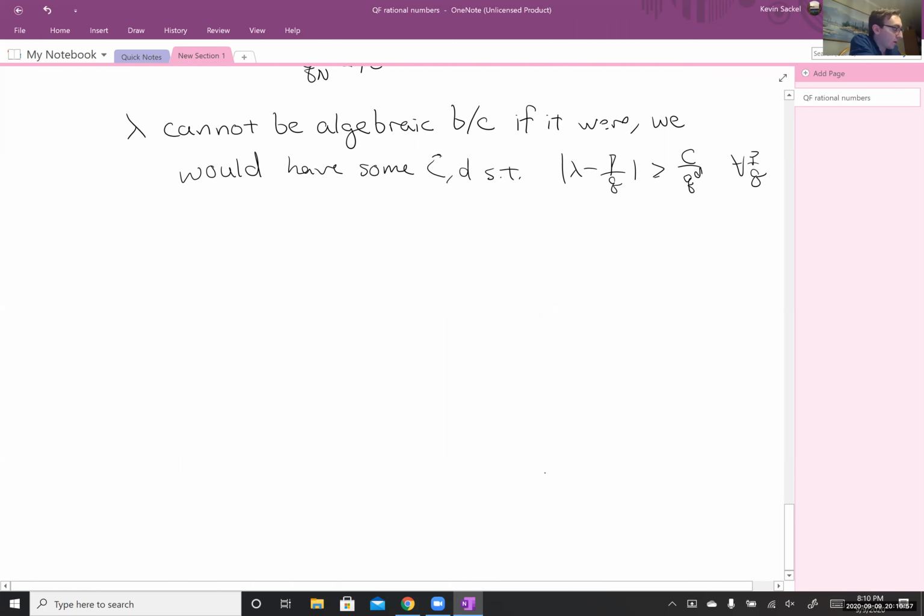Originally, this was going to be a bigger portion of what I was going to say. But a remark is that, so maybe I'll make this a long remark, but you can ask what rationals best approximate a given number.